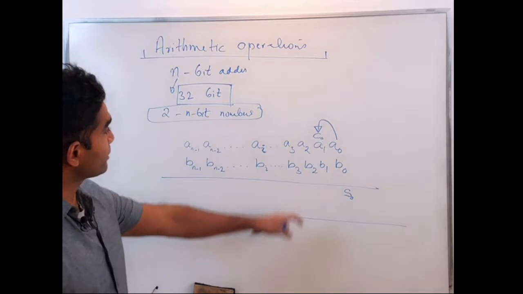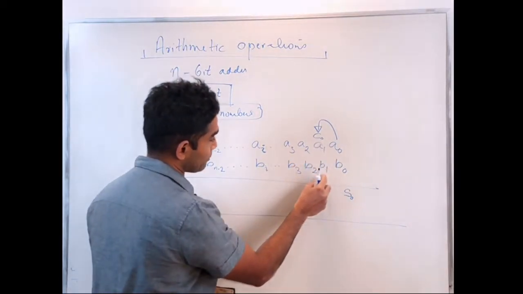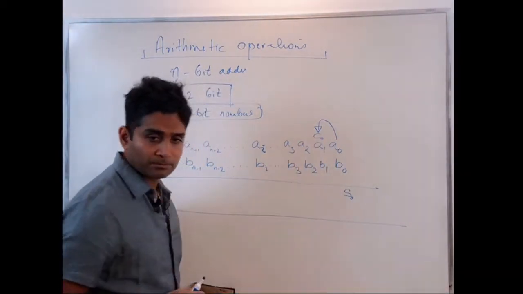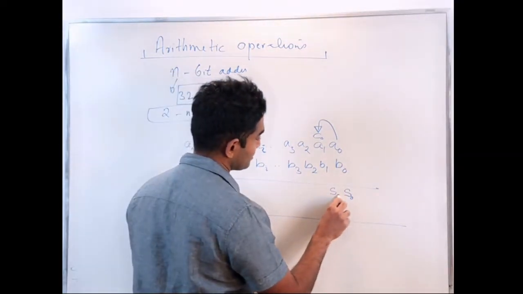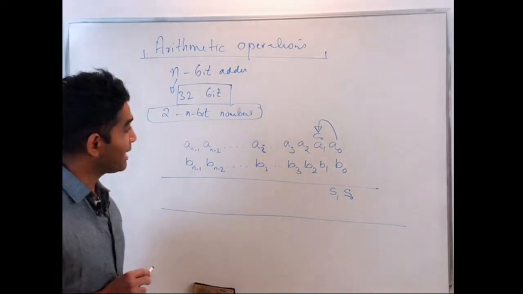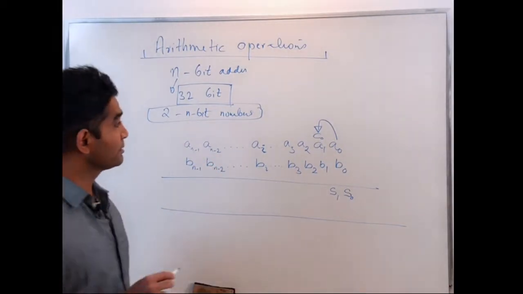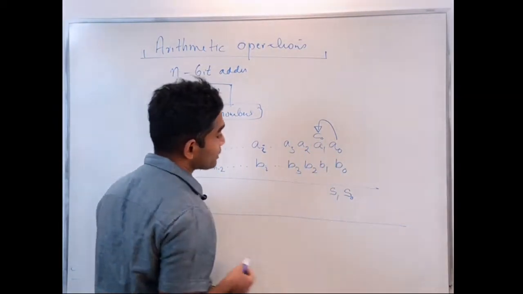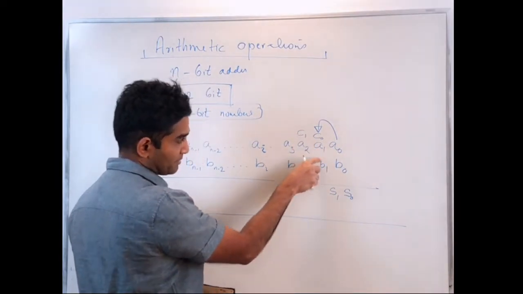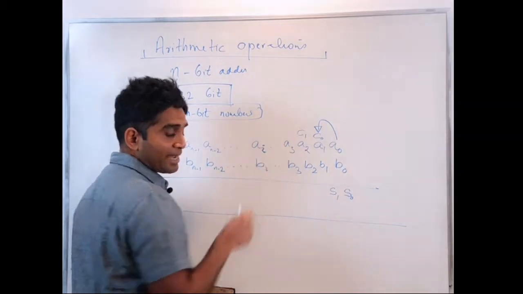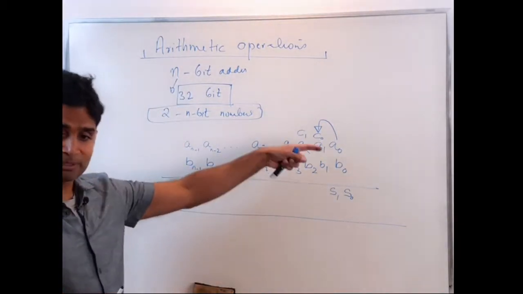So what do I have? I have A1 plus B1 plus C0. Again, I get a sum. We call that sum S1. And I may generate a carry out. What happens to the carry out? I'm going to add the carry out. Let me call that C1 because it's generated at this bit position. I'm adding the carry out to the next bit position.